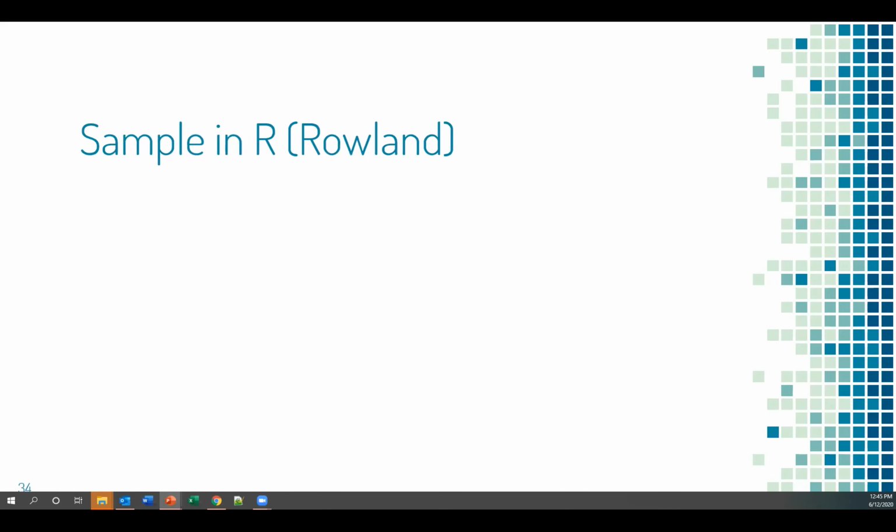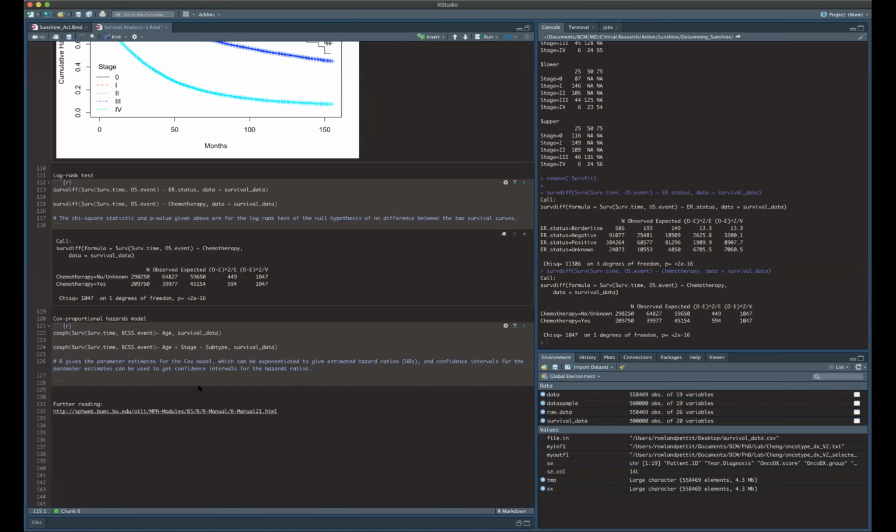Okay, so now I'll let Roland sort of illustrate this in R. Sure. So that kind of hazard ratio we mentioned is thought of as the Cox proportional hazards model, which is your last block of code here.